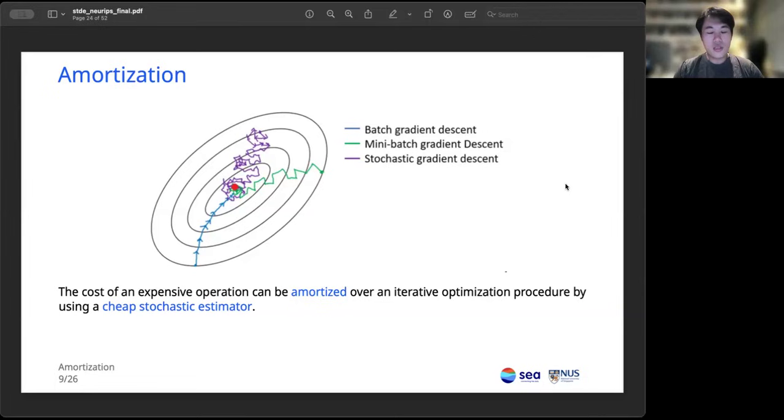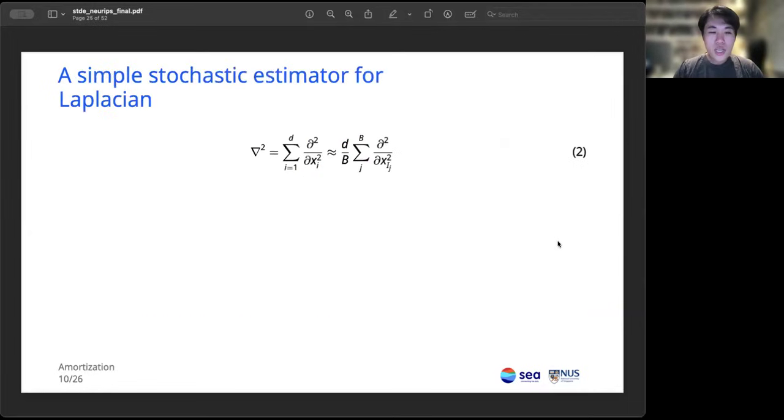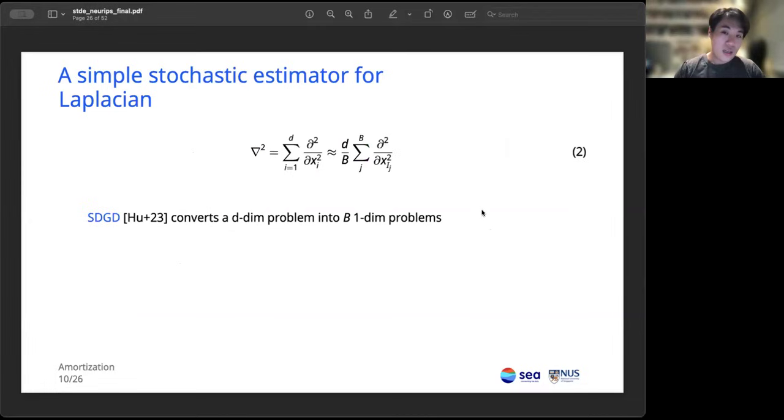So instead of using the full batch, you can use a mini batch, and that's much faster, although it will introduce some kind of noise. But in the end, you still converge. We can apply the same idea for derivative operators. Let's look at the case of the Laplacian. This was first proposed by my co-author Zekun in a paper in 2023.